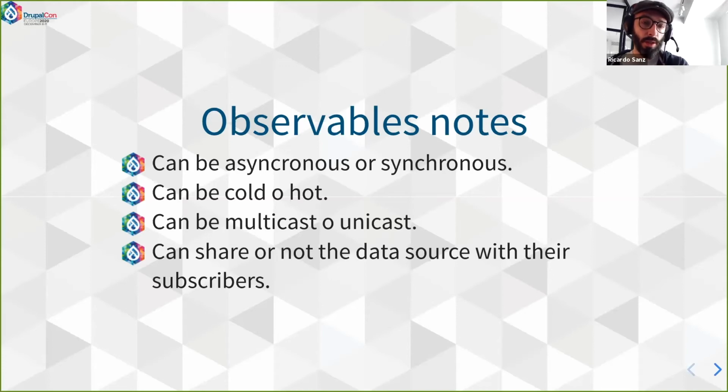They can be multicast or unicast. So you can have many subscribers to a pipe or an observable, and they can share or not the data source with their subscribers. This is interesting because you can have an observable that emits values with the same behavior for two different subscribers, but they don't have to share the data.